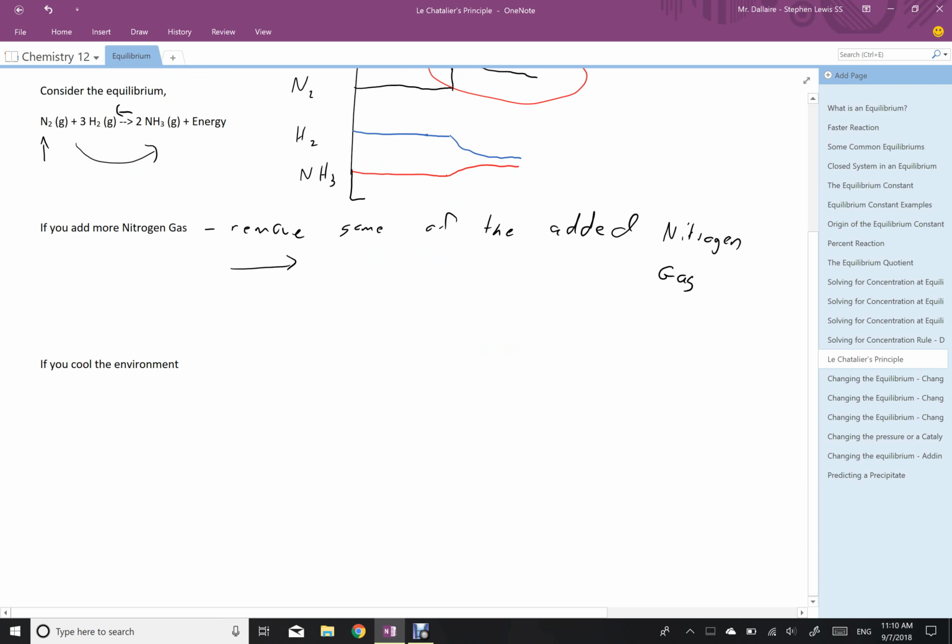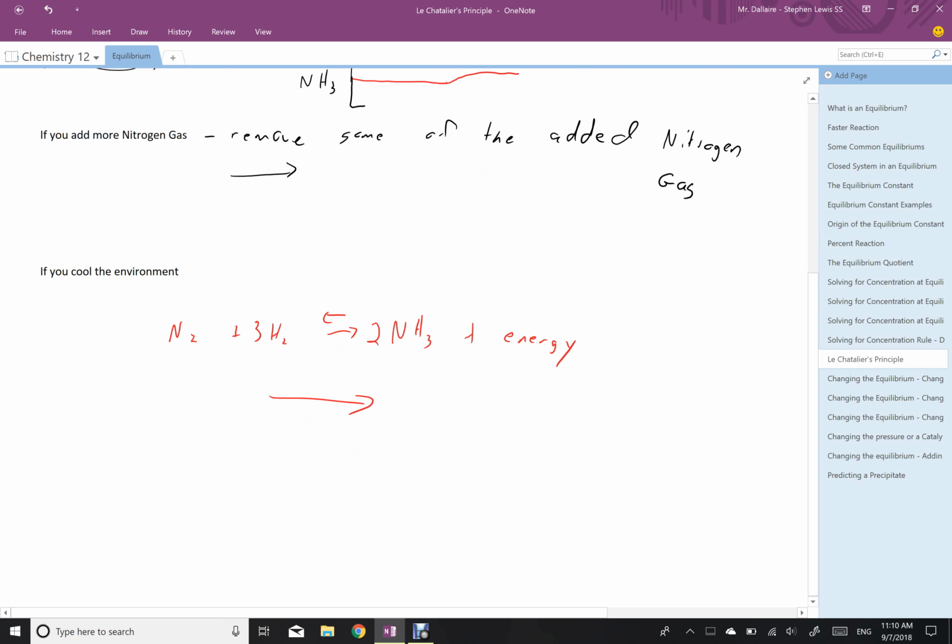If I look at this reaction, I can see that it's an exothermic reaction. Energy is being produced if I go in the forward reaction, and if I go in the reverse reaction, it would be endothermic, or energy would be consumed. So if I cool the environment, this equilibrium will shift to the right in an attempt to produce energy that would heat the environment back up and try to avoid that change. What would that mean for all of the populations?